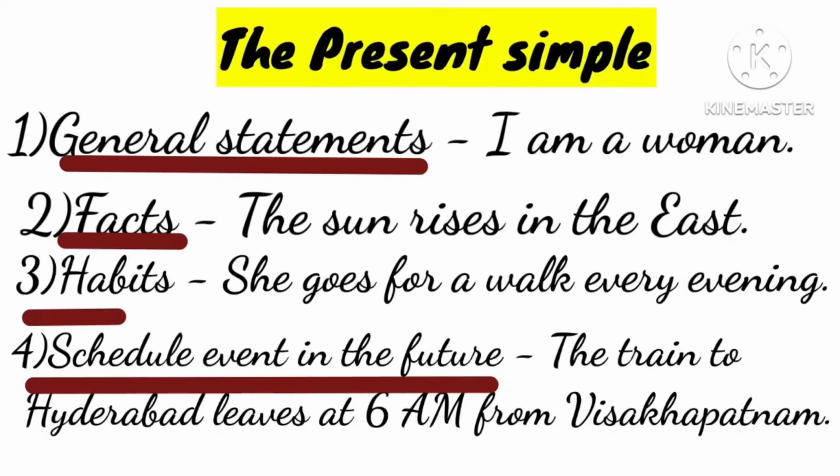Present simple tense is used to describe general statements. Okay? I am a woman. I am an agriculturist. Okay? In this way, to express general statements, we are going to use present simple tense. Second one, to explain about facts, we are going to use present simple tense. For example, the sun rises in the east. The earth revolves around the sun. Okay, these are facts. So, we are using present simple tense.